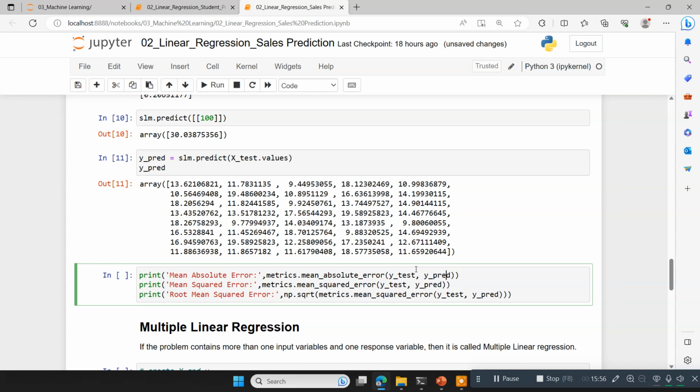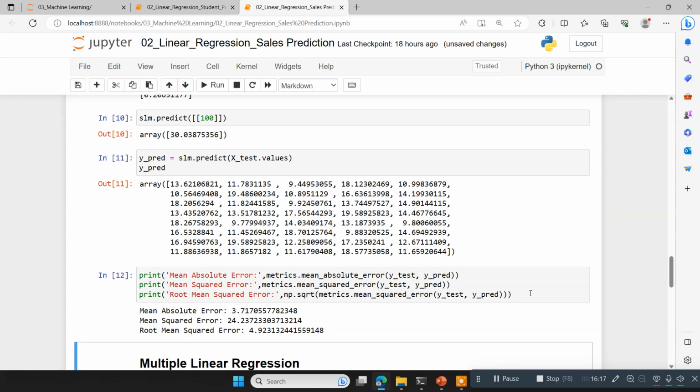So mean absolute error, and you are also getting mean squared error between y_test and y_predict, and you are also printing root mean square error. There is no direct function for root mean square error, so after calculating mean square error, we are applying square root. Then you can see these are the values. Mean absolute error 3.71, mean square error is 24.23, and root mean square error value is 4.92.